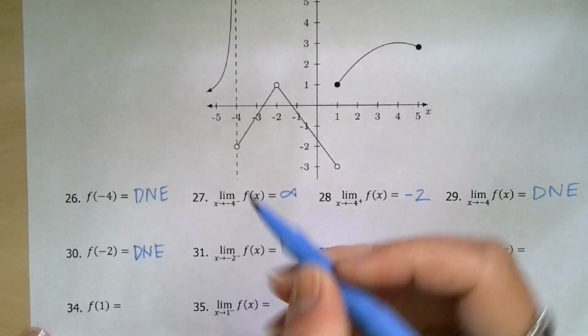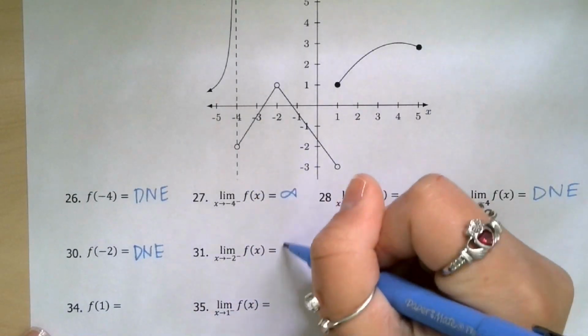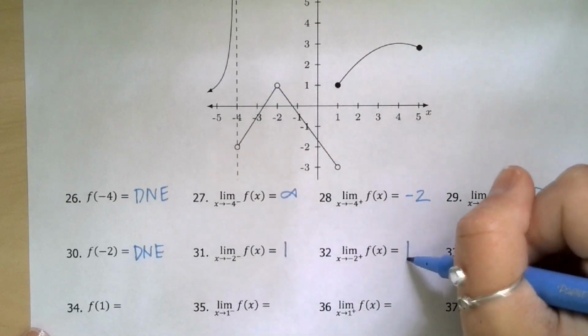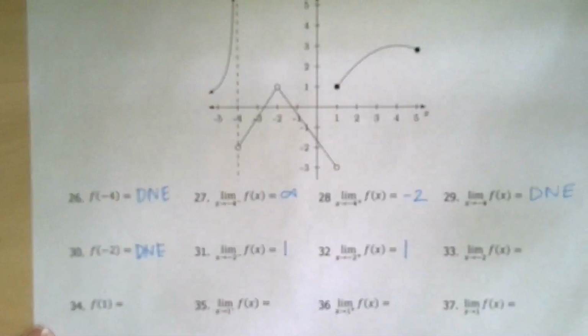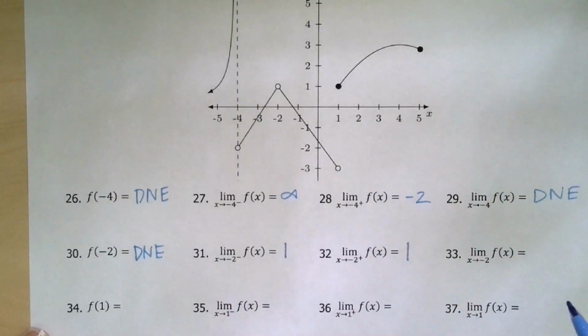Okay. Now I need to look at our limit from the left. That takes us to 1. Our limit from the right also takes us to 1. So this is a good sign. Our left and our right limits are equal. So this means our limit of this function as x approaches -2 equals 1.